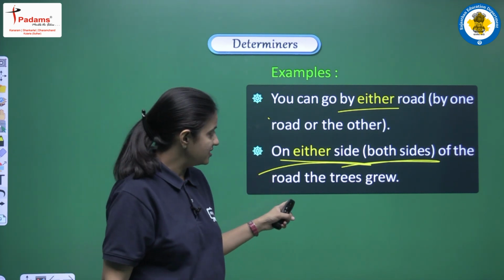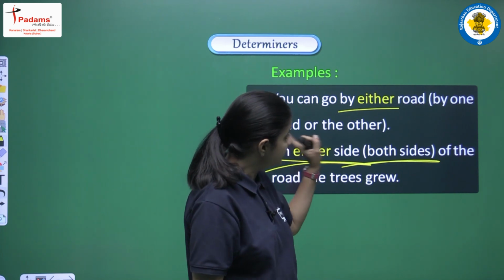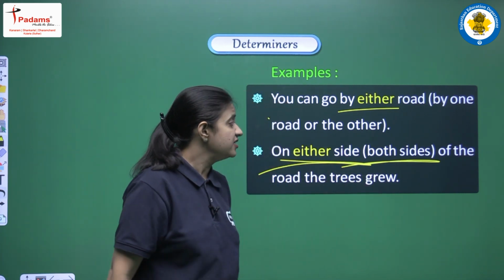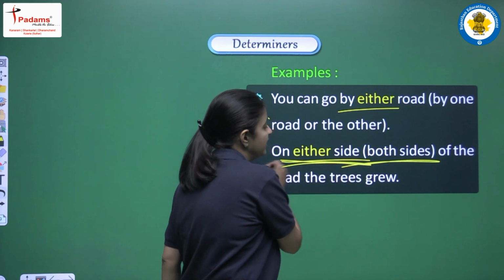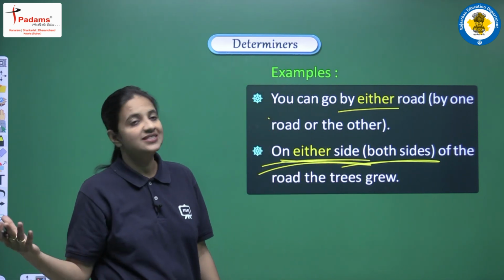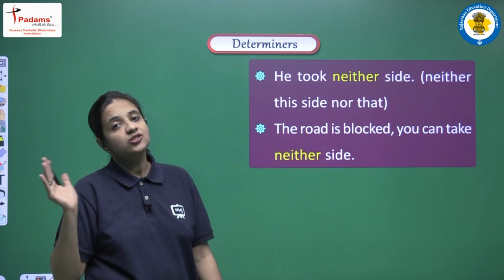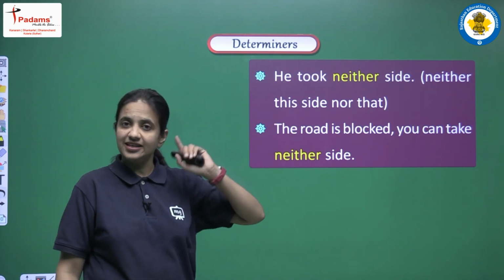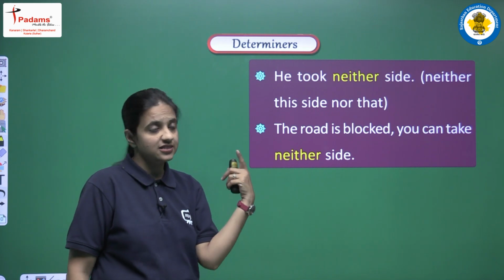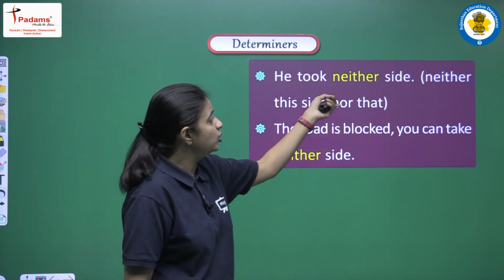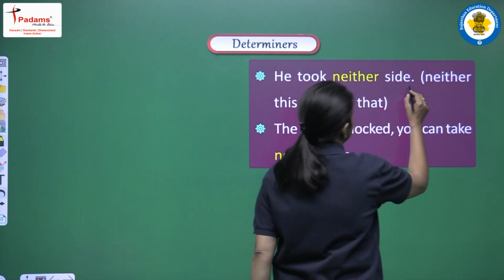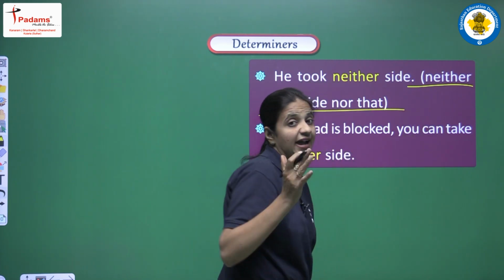So we can write this sentence in this manner, that on either sides of the road the trees grew. So here either side means both the sides. Next we are having he took neither side. When we are using neither, this thing is clear that it's a negative sentence. So we are writing that he took neither side. It means neither this one nor that one.